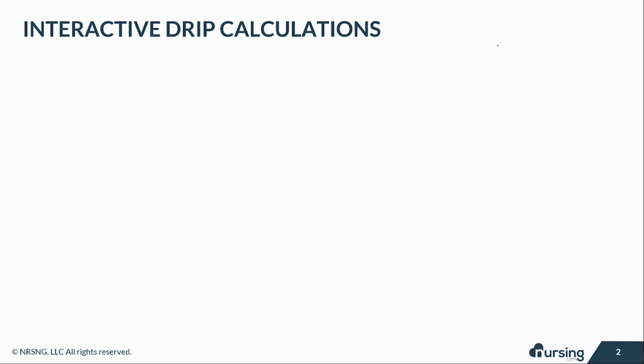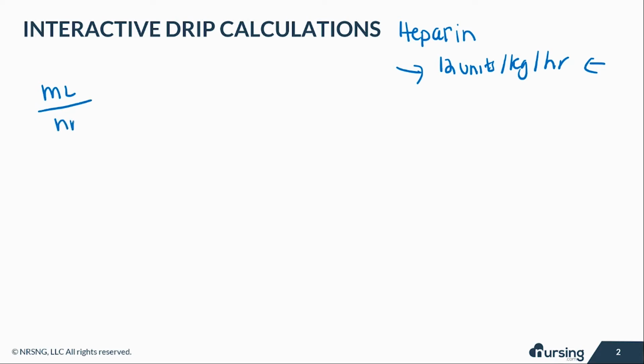So the first one I want to talk about is heparin. Our order for heparin is 12 units per kg per hour. So let's go ahead and work that one out. Now, because we know that this is an infusion, I need to set my problem up as milliliters per hour because that's the only way to fix the pump.